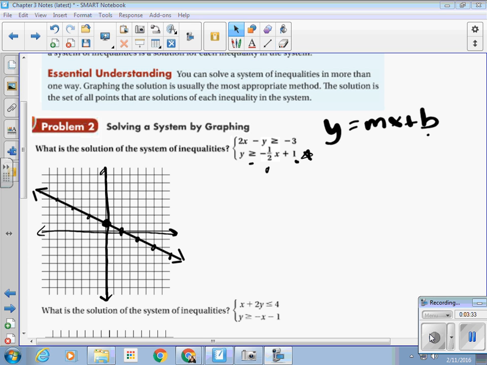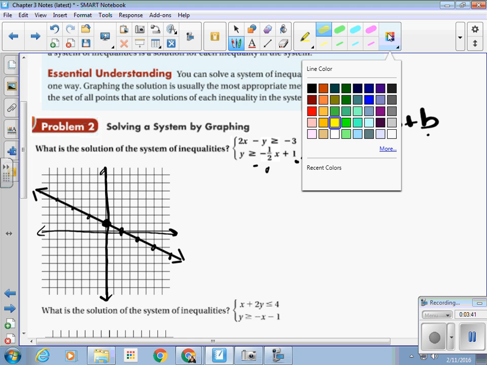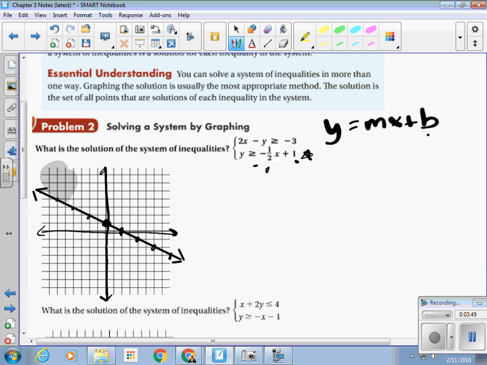All right, so we want to graph all of my y values that are above or greater than the line negative 1/2 x plus 1. So I'm going to go ahead and shade everything above that line.